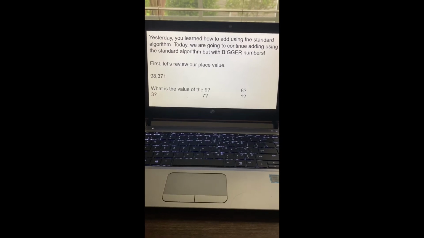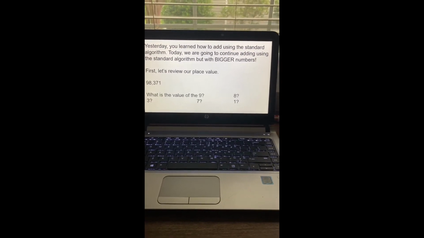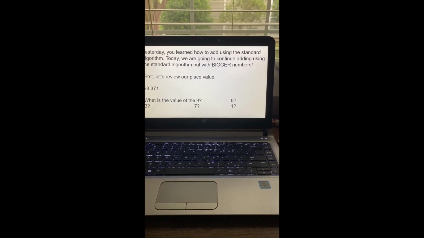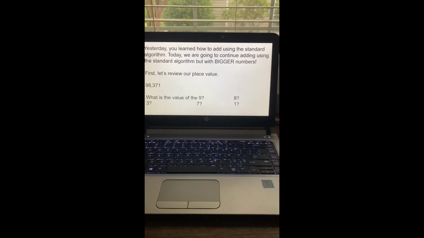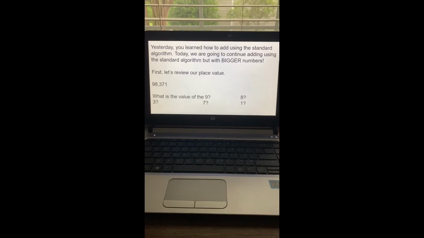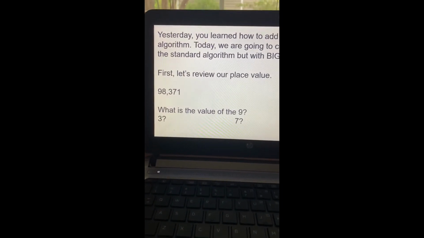All right, guys, so yesterday you learned how to add using the standard algorithm. Today we are going to continue adding using the standard algorithm, but with bigger numbers. So before we do that, I want us to review our place value.